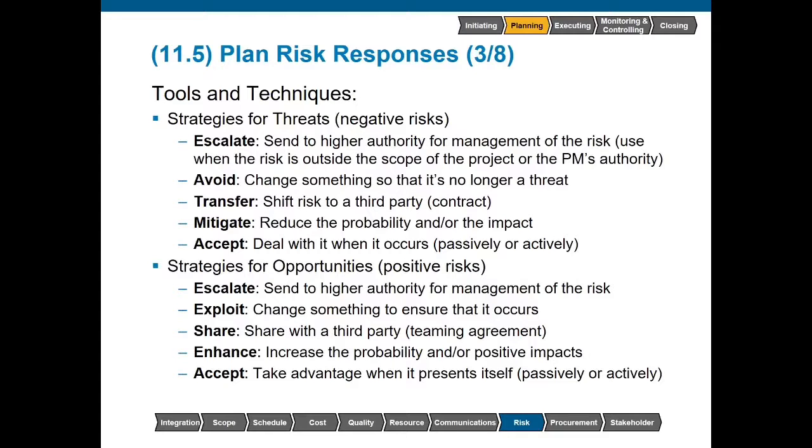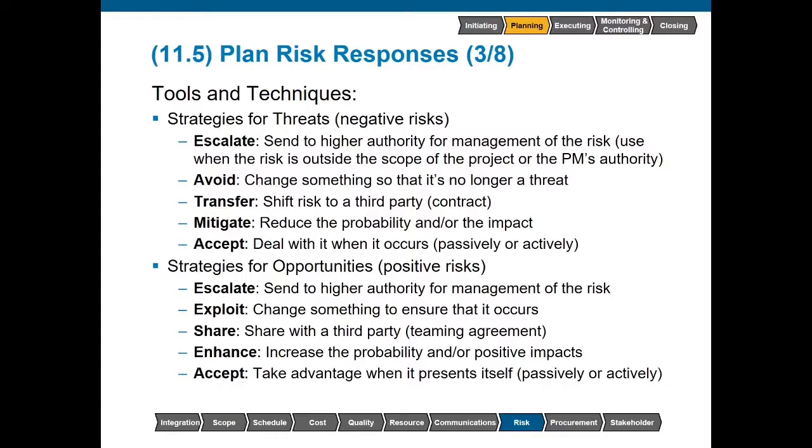Transfer and share both refer to shifting risk to a third party. Transfer is when we're dealing with a threat. This could be done through the purchase of an insurance policy. Sharing is done when we have an opportunity. Perhaps we don't have enough resources organic to our organization or our capacity is too limited, so we have a teaming agreement with someone.